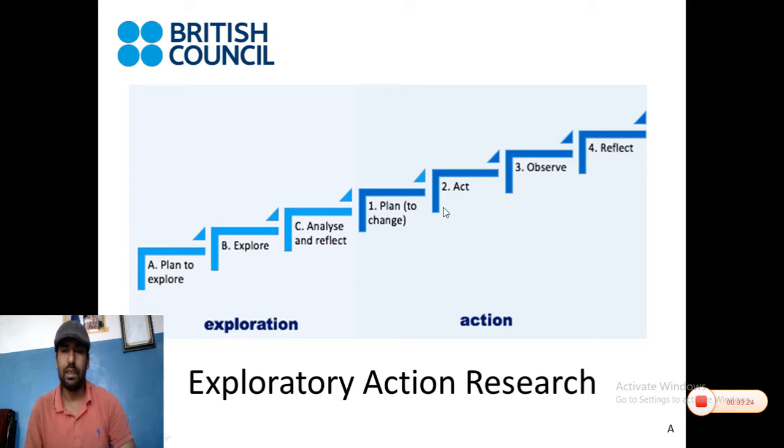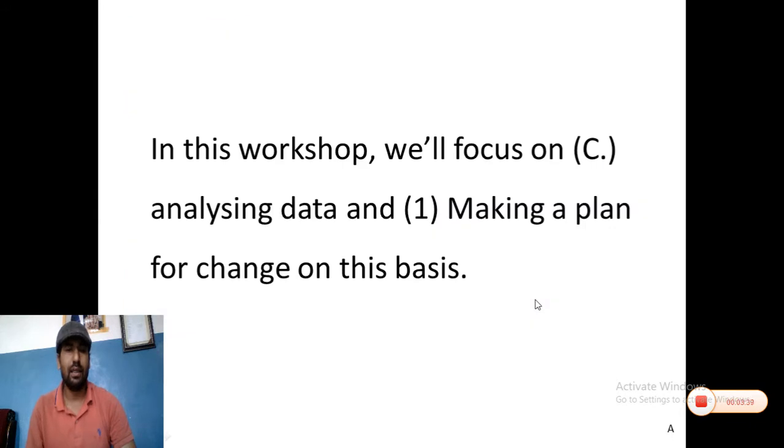So I have already discussed the process of our project. We are working here in two phases. One is the exploration phase and another one is action. So this is the figure, and in this presentation I will focus on analyzing data and making a plan for change on the basis of the findings.